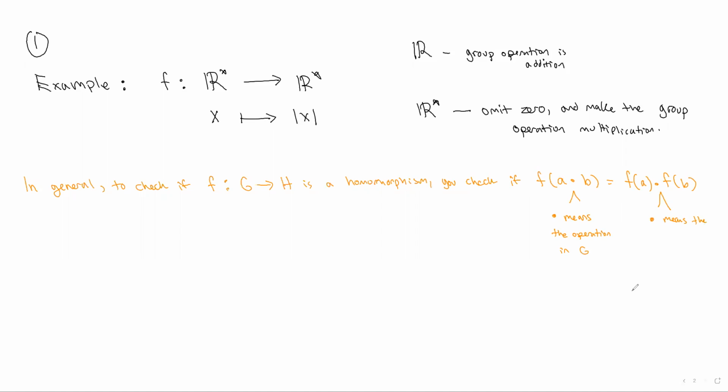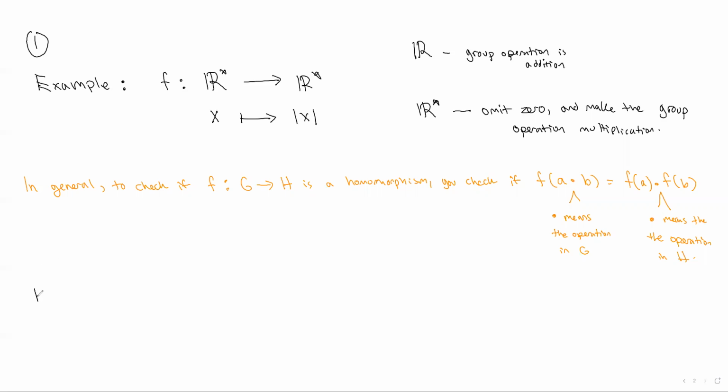And always when I say times for a general group, it's referring to abstractly just its group operation. So times could mean plus, and it does in certain situations. So I do not mean multiplication in like the integers. I just mean abstract group operation. So here, anyways, it means the operation in H. So that's how you check in general if a map is a homomorphism. So we'll do that here.